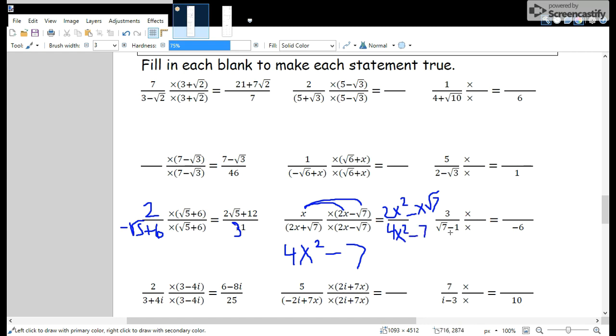And let's look at the last one. The conjugate of square root of 7 minus 1 is negative square root 7 minus 1. Multiply each term by 3, you get negative 3 square root 7 minus 3.